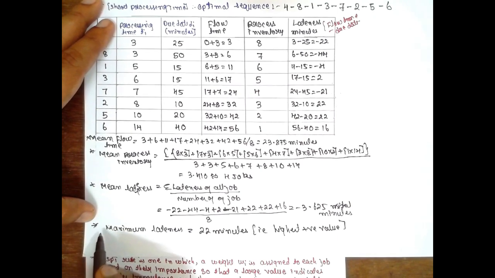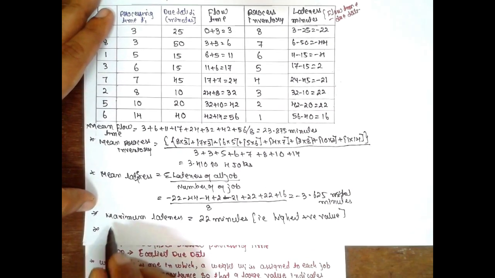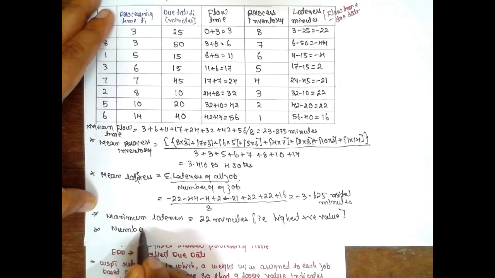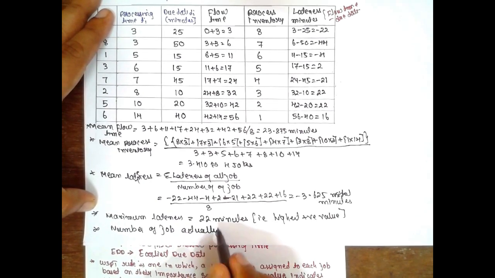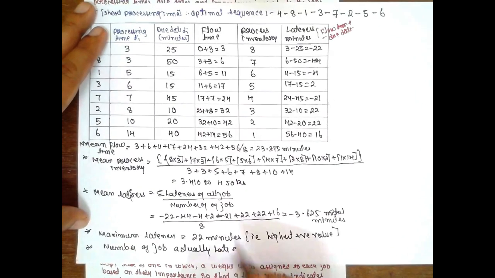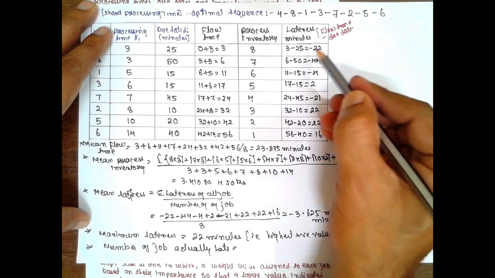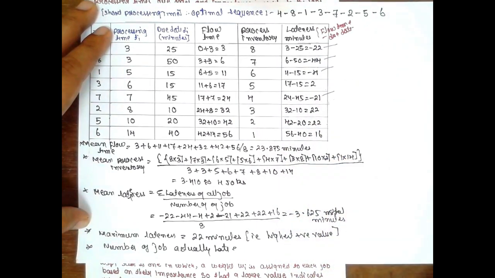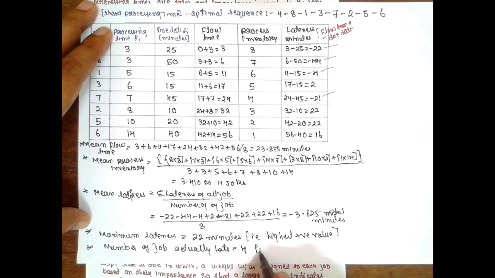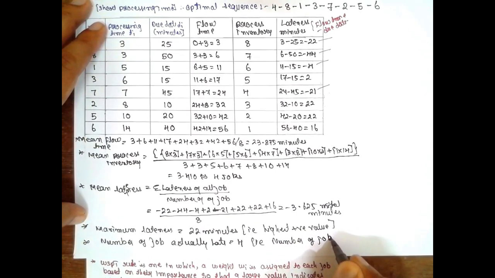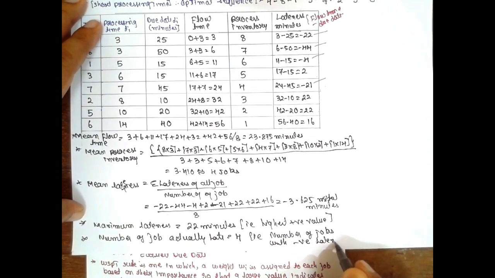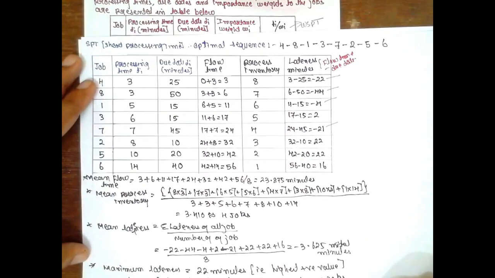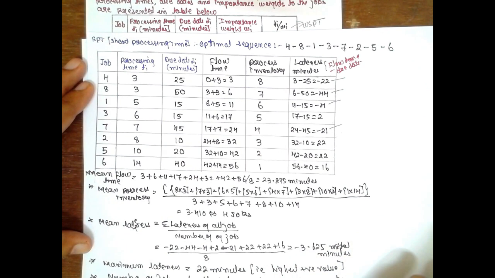Next, you have to find out the number of jobs actually late. There are 4 jobs actually late. How to decide? Based on the negative sign: 1, 2, 3 and 4. That is the number of jobs with negative lateness. This is the first part. I have completed the SPT rule. Now we are going to solve the EDD rule.